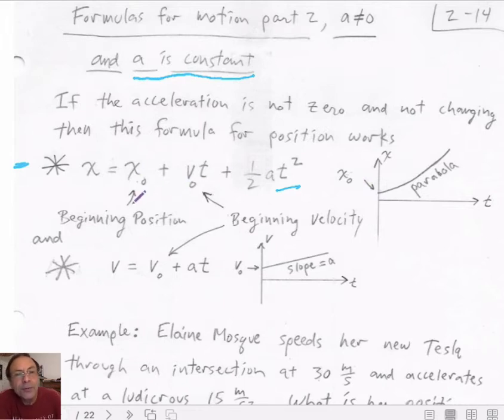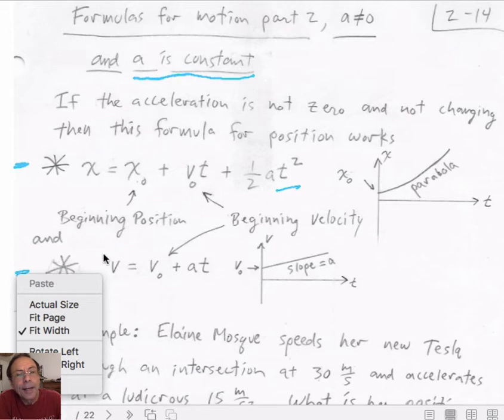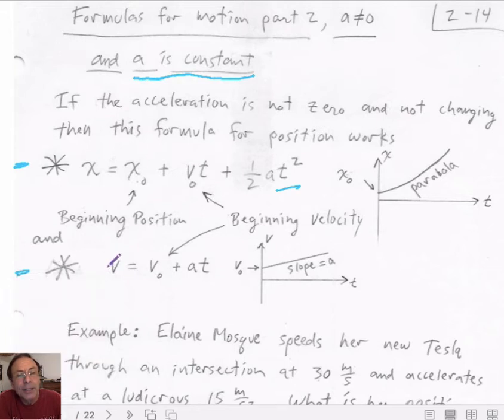Now, there's another formula that goes with this right here. So this is telling us the velocity at any given time. So the velocity is equal to the beginning velocity plus the acceleration times time. And if you make a graph of velocity versus time, you're going to get this straight line. Actually, we saw this graph before, right, in the previous video.